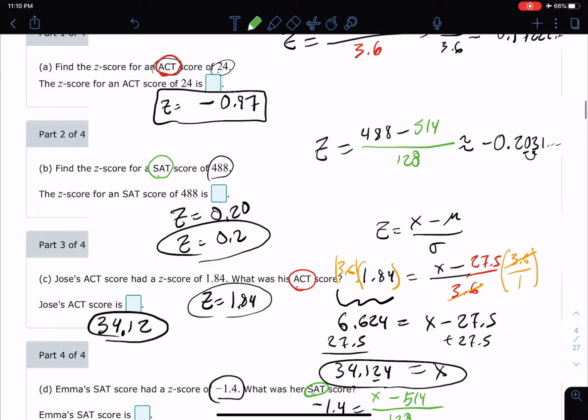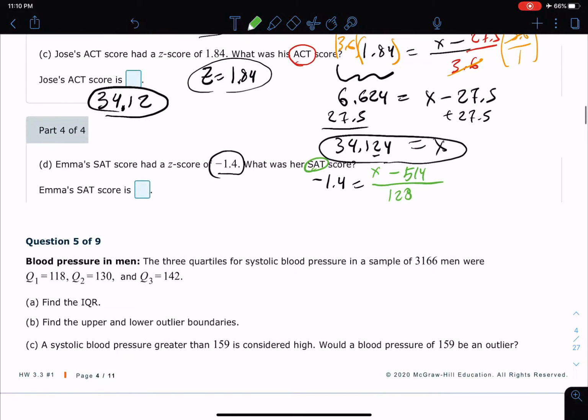Gosh, there's hair on this. Maybe I'm going bald. That stinks.